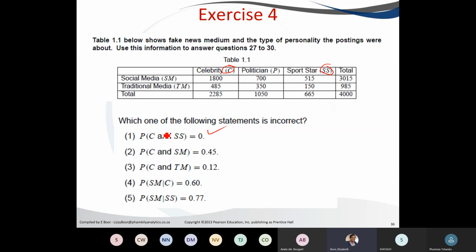The next one says celebrity and social media. The joint probability of celebrity and social media is 1800 divided by 4,000. The answer you get is 0.45. That is correct. Celebrity and traditional media is 485 divided by 4,000. What do you get? You get 0.12. This was 0.45. So this is correct.